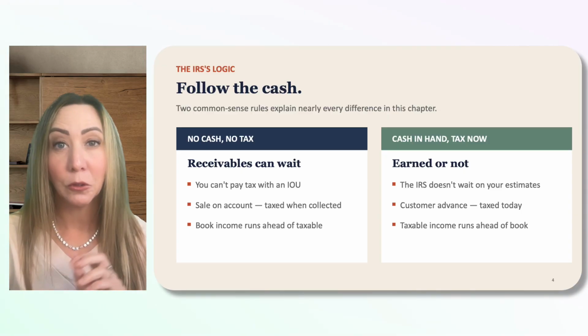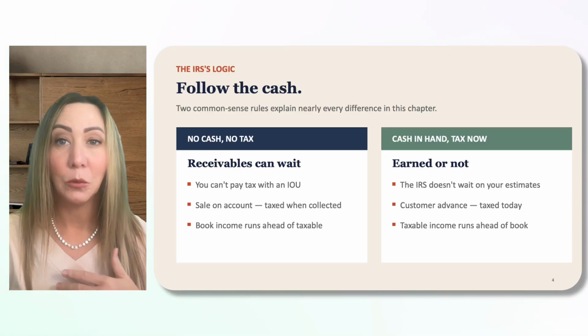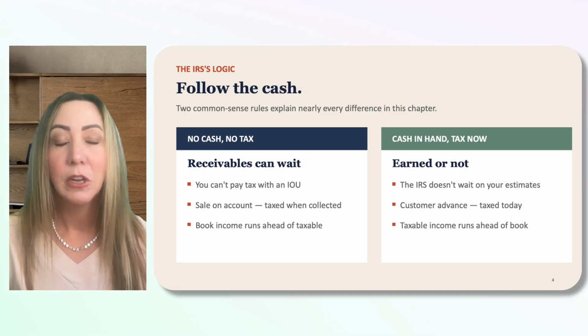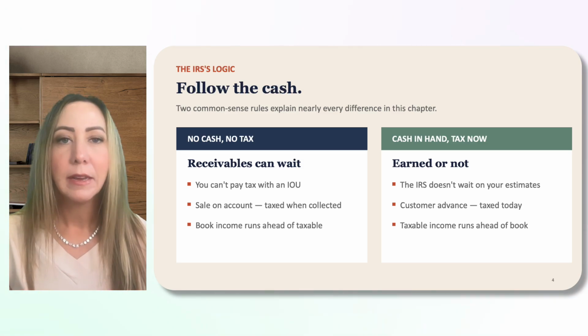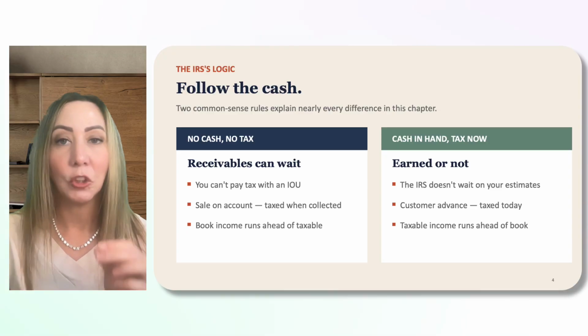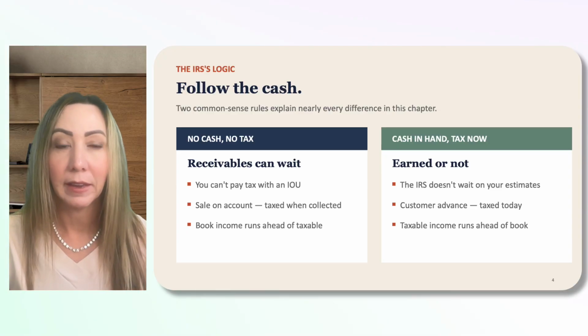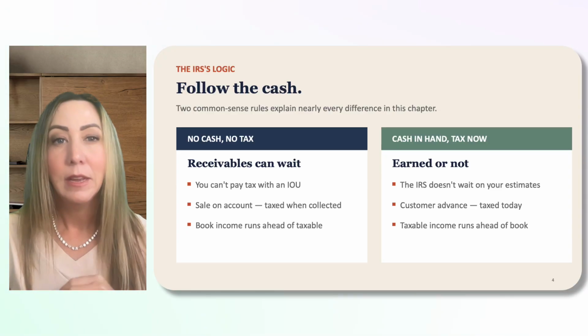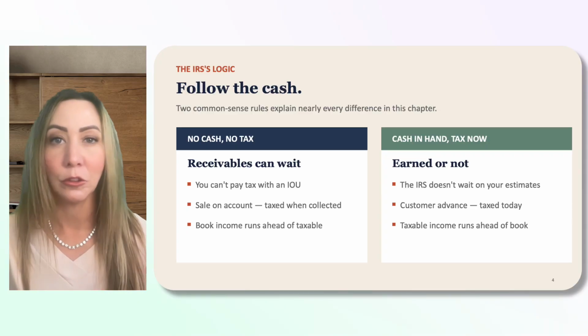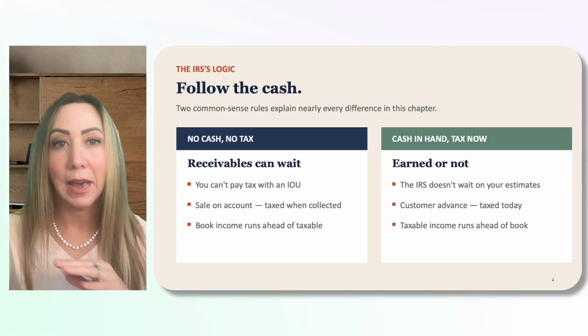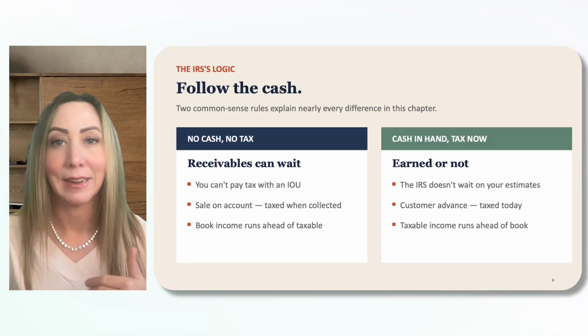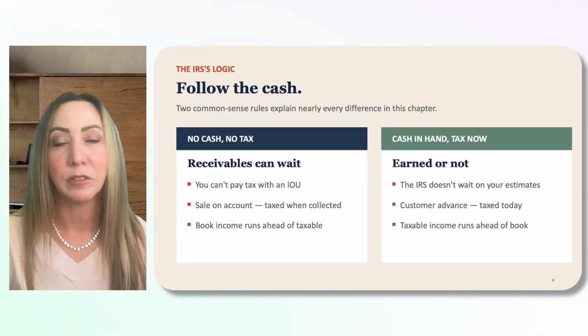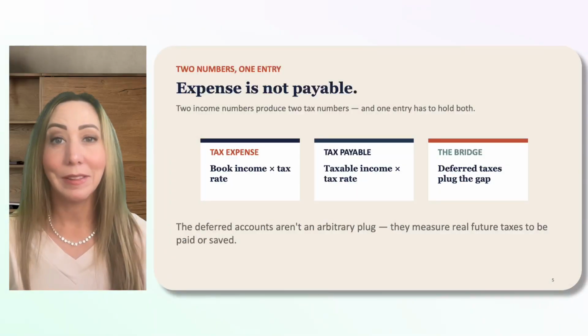Rule 2 is the mirror image. The IRS would never let you off the hook on cash you have received. Suppose a customer pays you in advance for services you're going to perform next year. GAAP says you haven't earned it yet. It's unearned revenue, a liability. The IRS does not care whether you've earned it. You have the cash sitting right there in your bank account, and the IRS wants its share now. Cash received is taxable, earned or not. So those two rules, no cash, no tax, cash in hand, tax now, explain almost every difference that we're going to see this week. So where does that leave the accountant?